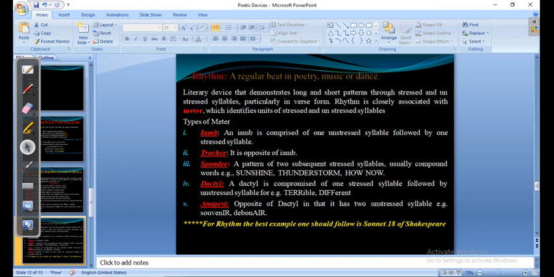Dactyl. A dactyl is comprised of one stressed syllable followed by two unstressed syllables. I have written this TERrible, with ter in uppercase and ible in lowercase. This means that I am saying terrible differently. This is dactyl. Anapest is the opposite of dactyl in that it has two unstressed syllables followed by a stressed one, as in souvenir, debonair. For rhythm, the best example one should follow is Shakespeare's Sonnet 18. If you go through Sonnet 18, you will clearly see what rhythm means.